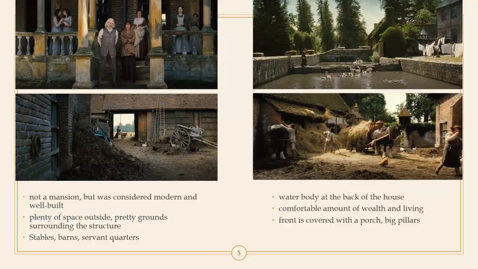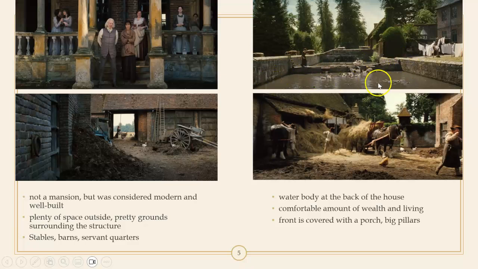See, these are more stills of the same house. It was not a mansion, but it was still considered modern and well built. It's stable, durable. It has plenty of space outside, as we can see in the front, at the back, everywhere. Stables, barns, servant quarters, which means they were able to afford servants throughout the year. We can see they're comfortable in living.